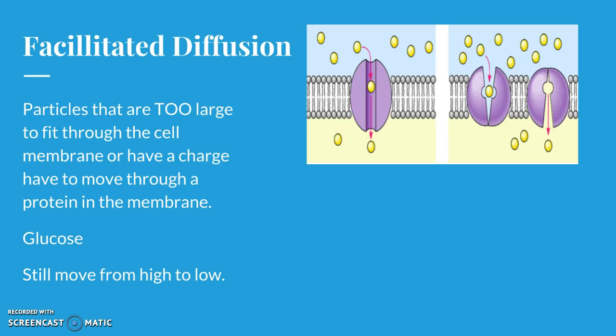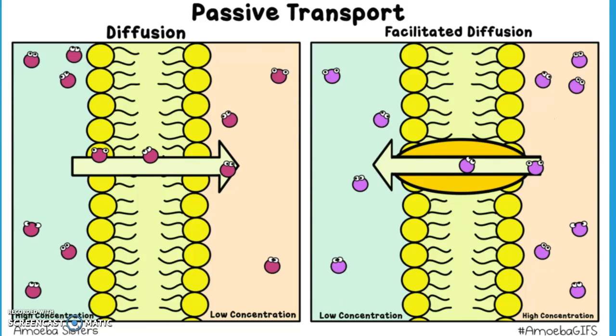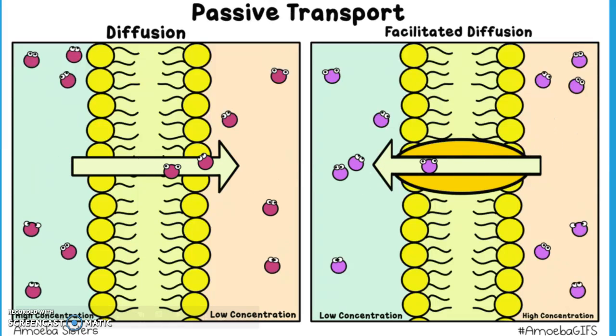When particles are too large to fit through the cell membrane itself, they just get some help from a protein. So facilitated diffusion is exactly the same, going from high to low, but now we're going through a protein. So glucose would be an example of a molecule that would have to move through facilitated diffusion. So the difference is really simple. We're going from high to low both times, but facilitated diffusion is just simply through a protein.